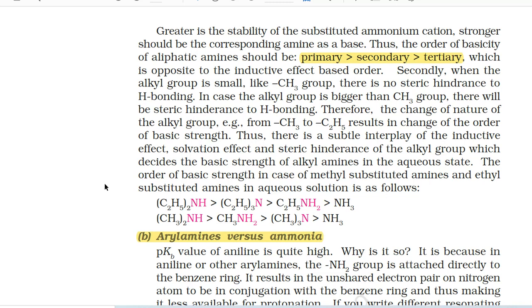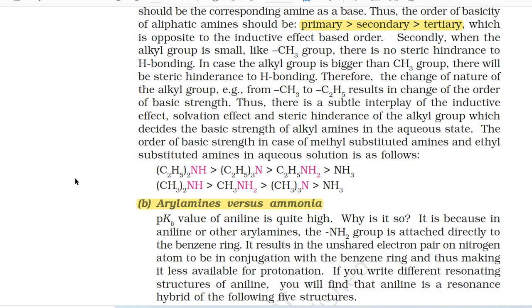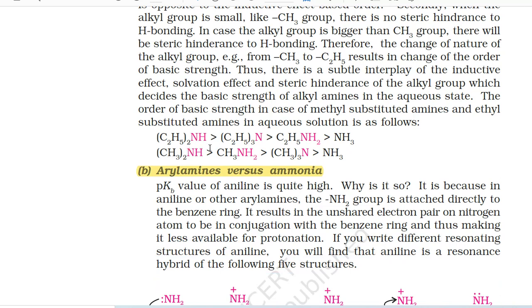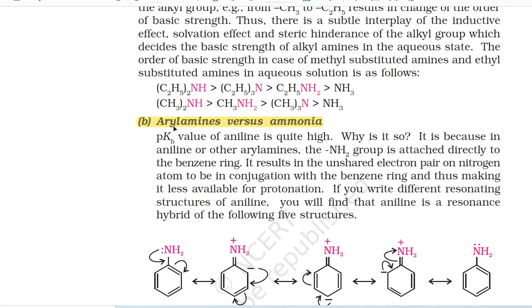Therefore, the change of nature of the alkyl group, for example, from CH3 to C2H5 results in change of the order of basic strength. Thus, there is a subtle interplay of the inductive effect, solvation effect, and steric hindrance of the alkyl group, which decides the basic strength of alkyl amines in the aqueous state. The order of basic strength in case of methyl substituted amines and ethyl substituted amines in aqueous solution is as follows. (C2H5)2NH is greater than (C2H5)3N greater than C2H5NH2 greater than NH3. (CH3)2NH greater than CH3NH2 greater than (CH3)3N greater than NH3.